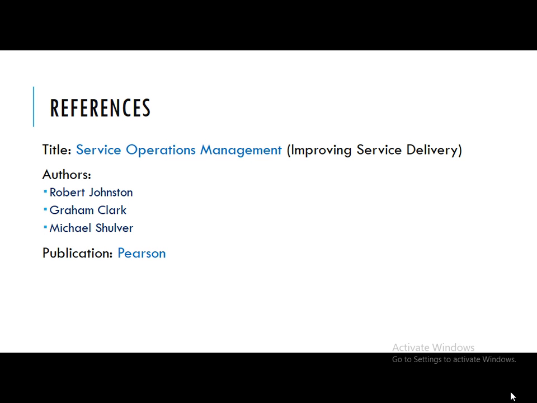For reference, you can read the book Service Operations Management: Improving Service Delivery. The authors are Robert Johnston and Graham Clark, and the publisher is Pearson.